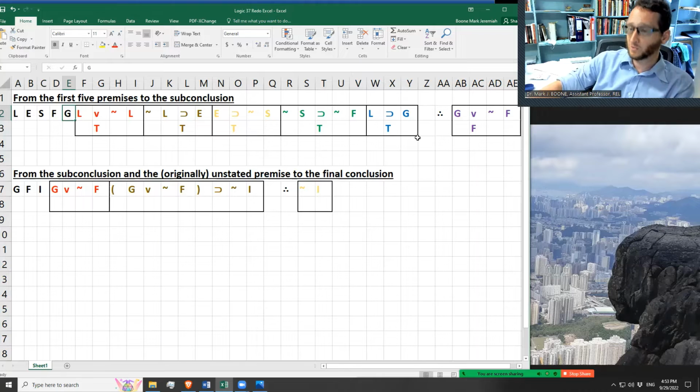But we're going to assume that one of those 32 rows has true premises and a false conclusion, and we're going to see what that row looks like. But if we can't see what it looks like because trying to lead to disaster, then we know the argument is valid. That's the general idea.